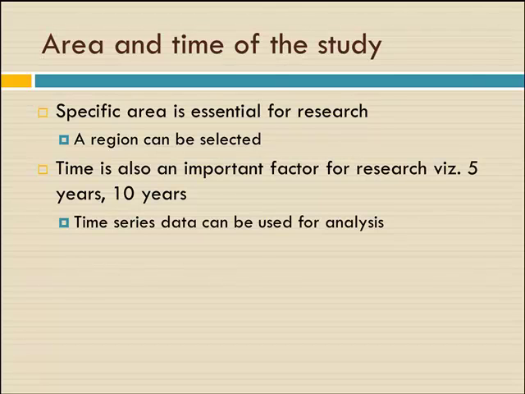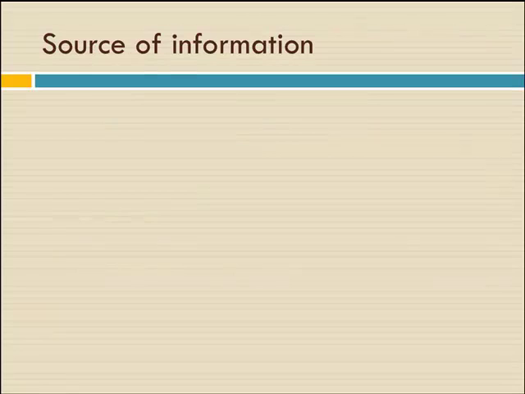Time series data is available from some secondary sources. When secondary source data is available, it is easy for the research scholar to analyze historically and empirically, and he can come to a conclusion in a systematic manner. The area and time of the study are more relevant in the case of social science research.